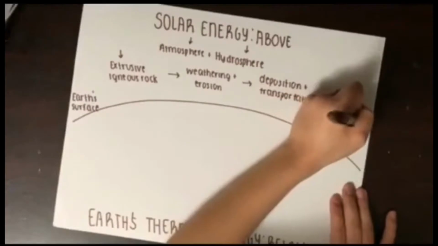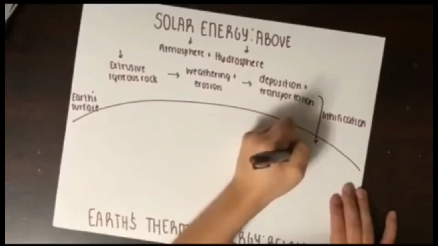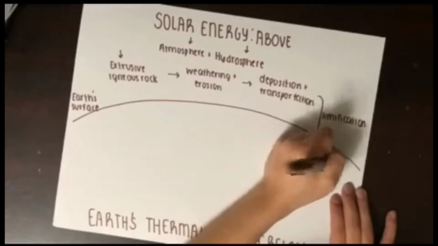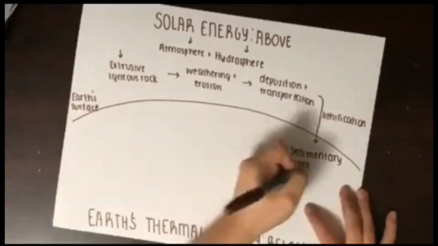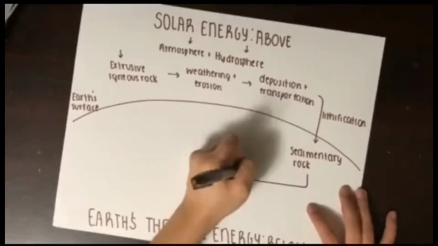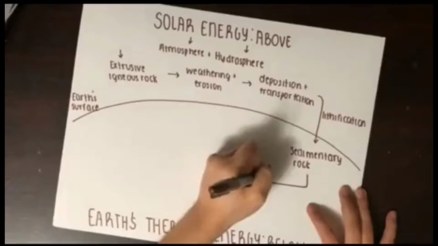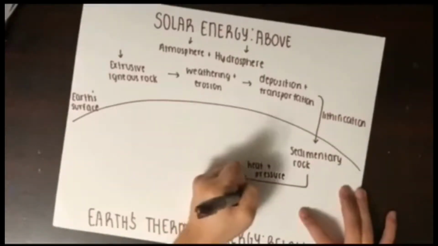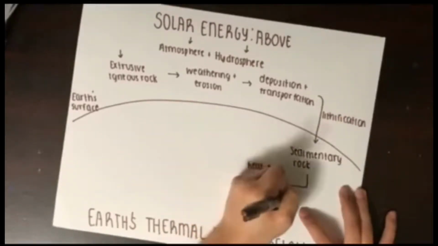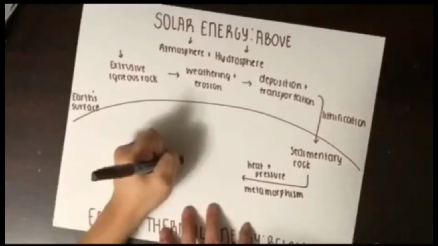Let's look at it from a bigger picture. The rock cycle is driven by two sources of energy to change the formation of the rock: the solar energy given from above and the Earth's thermal energy given below. This is the Earth's surface. The solar energy is responsible for our atmosphere and hydrosphere.